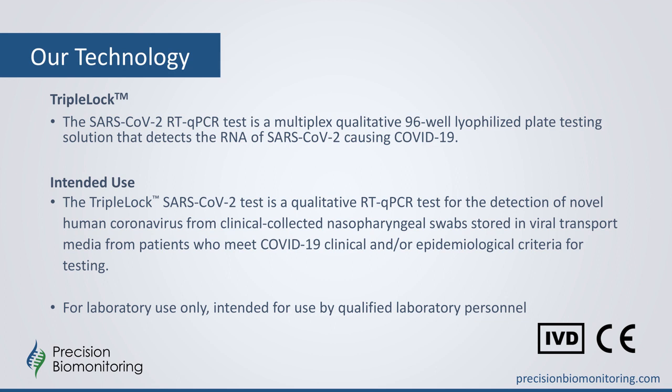So our Precision Biomonitoring SARS-CoV-2 RT-qPCR test is a multiplex test. It is qualitative, not quantitative. The form factor is a 96-well plate with lyophilized beads that detects RNA of SARS-CoV-2 causing COVID-19. The intended use for this test is to detect novel coronavirus from clinically collected NP swabs stored in viral transport media, and it should be used for people who meet COVID-19 clinical testing criteria. It is for lab use only, intended to be used by qualified laboratory personnel. We do have Health Canada authorization as well as CE marking for this test.